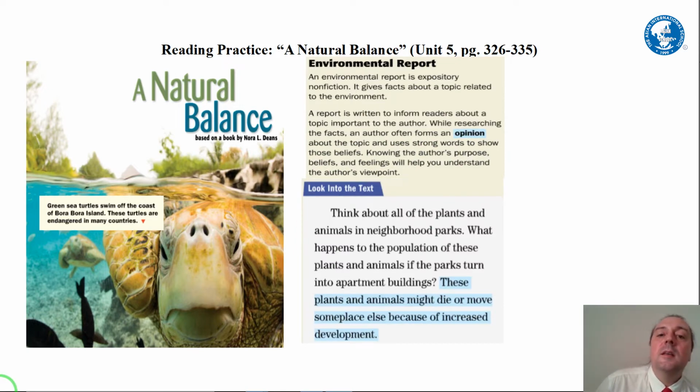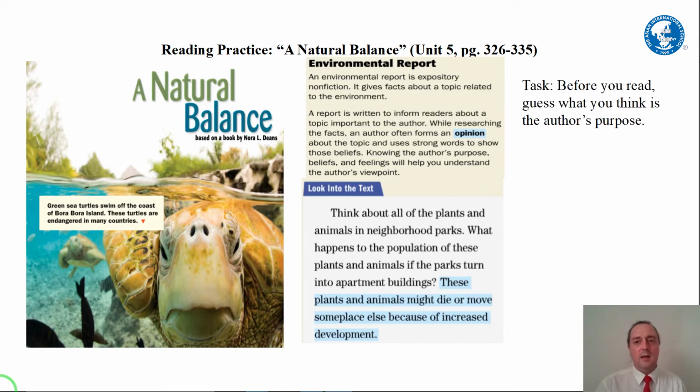So, here's an example. This is part of the text. Think about all of the plants and animals in neighborhood parks. What happens to the population of these plants and animals if the parks turn into apartment buildings? These plants and animals might die or move someplace else because of increased development. So, what is the author's opinion and what is their purpose for writing?